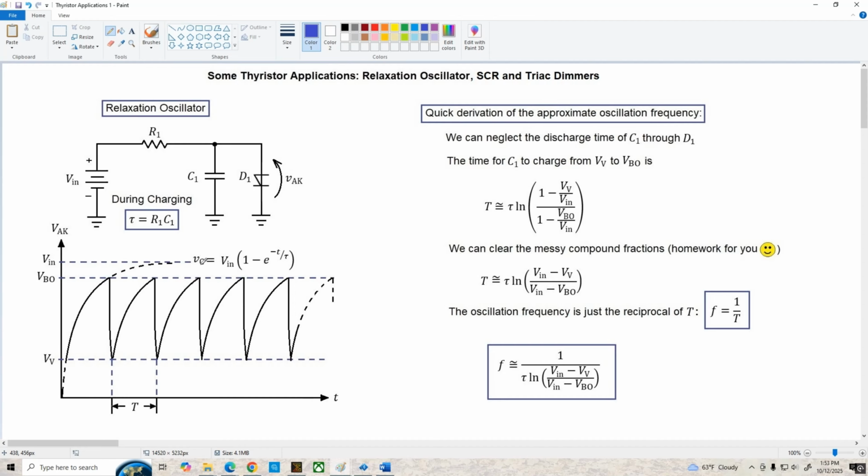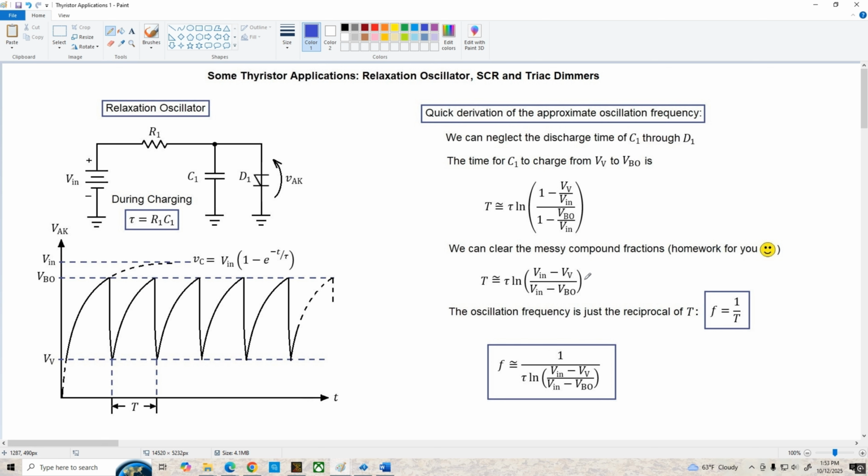So now if we take this exponential charging equation and we solve it for the time it takes to go from the valley voltage to the breakover voltage, we get this messy thing over here. We've got some ugly compound fractions, but they can be cleared relatively easily, and I'm going to leave that as homework for you guys. And when we do that, we get this nicer looking equation here.